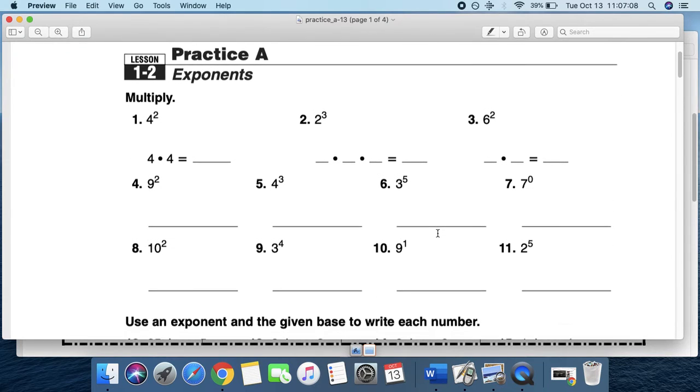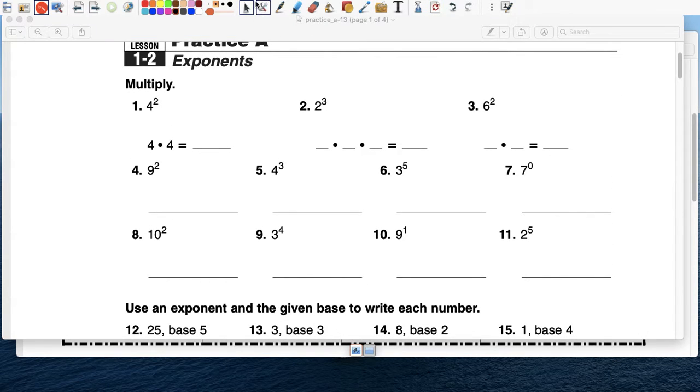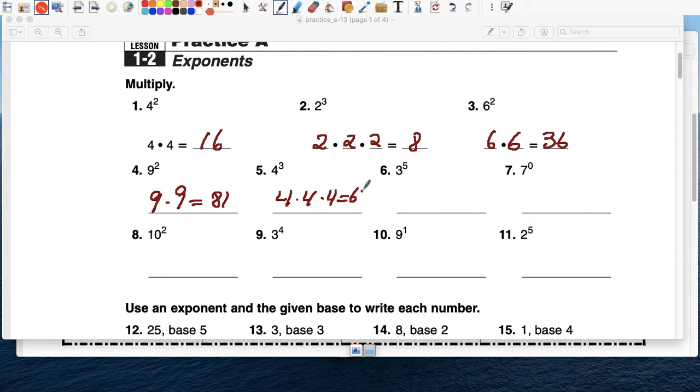You had this one, right? So this one's a little bit simple too. So on the top, 4 to the 2nd power is 4 times 4, which is 16. 2 to the third power is 2 times 2 times 2, which is equal to 8. 6 to the 2nd power is 6 times 6, which is 36. 9 to the 2nd power is 9 times 9, or 81. 4 cubed is 4 times 4 times 4, which is 64.